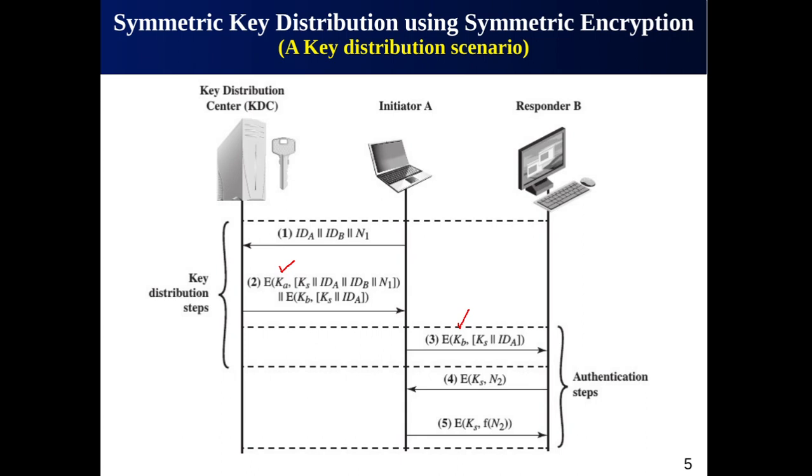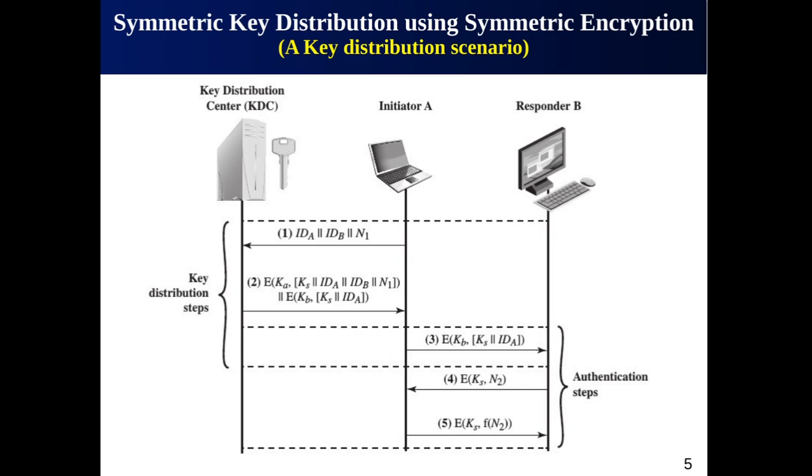For successful communication, the following steps need to occur. Step number 1. A actually issues a request to the KDC for a session key. Why? Because A needs to protect the logical connection to B. So A will make a request to the KDC.